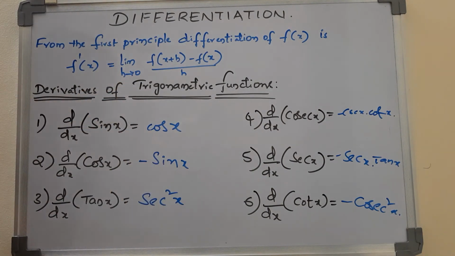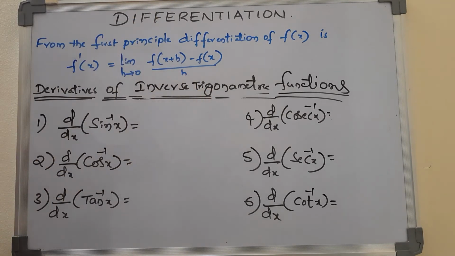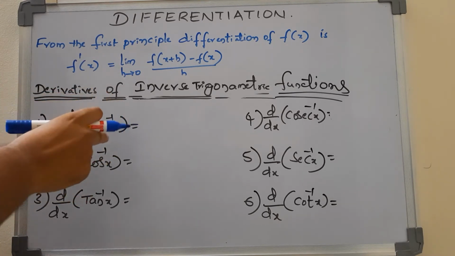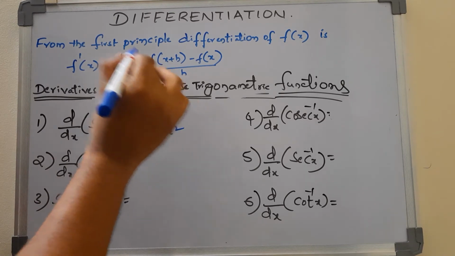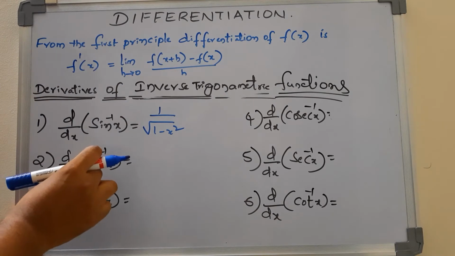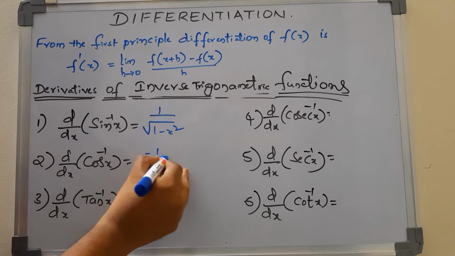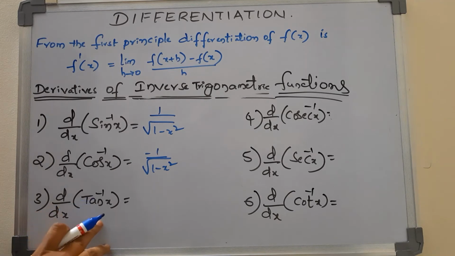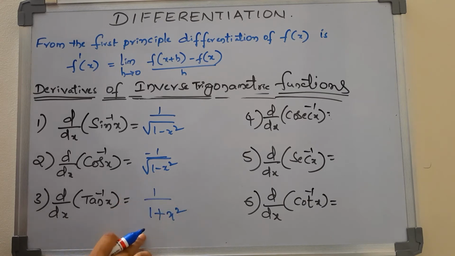Next, we will look at inverse trigonometric functions. The derivative of sine inverse x can be written as 1 by square root of 1 minus x square. Similarly, the derivative of cos inverse x can be written as the same but minus 1 by square root of 1 minus x square. Okay. Next, tan inverse x derivative can be written as 1 by 1 plus x square. There is no root here.